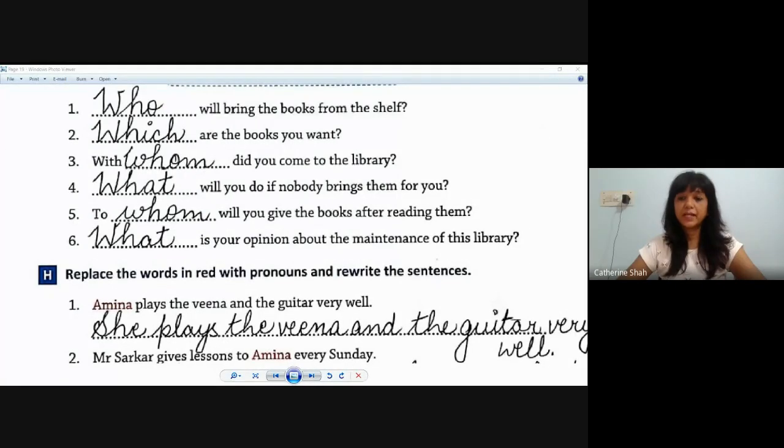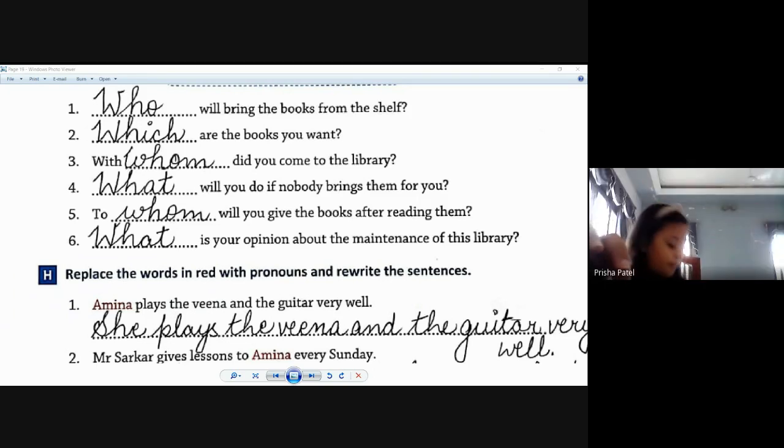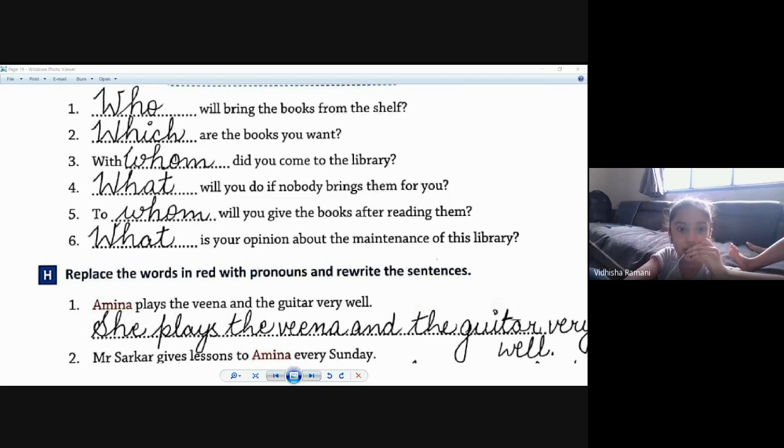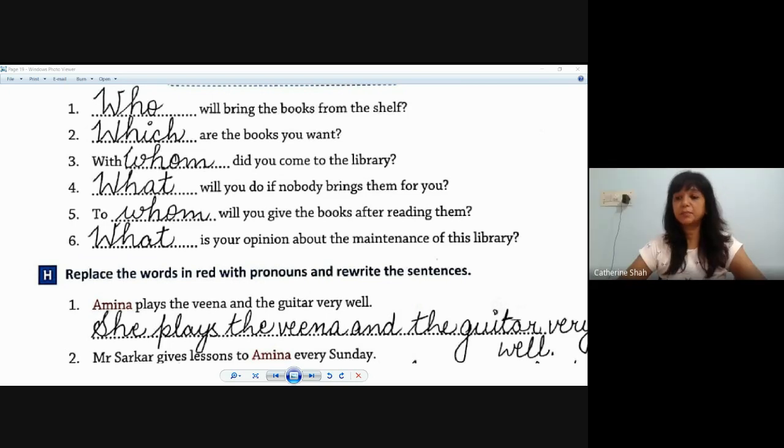Okay. Write on the board. I have finished all, ma'am. Number 4, Prisha. Yes, ma'am. Dash will you do if nobody brings them for you? What will you do if nobody brings them for you? Correct. Number 5, Vidisha. And number 6, Ibrahim. Yes, ma'am. To dash will you give the book after reading them? To whom will you give the book after reading them? Correct.